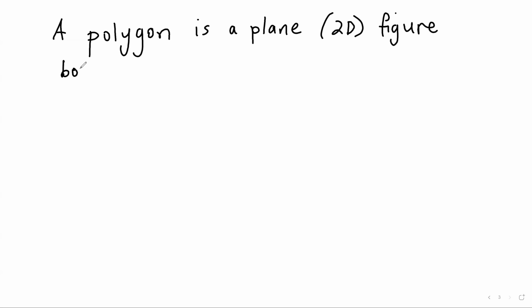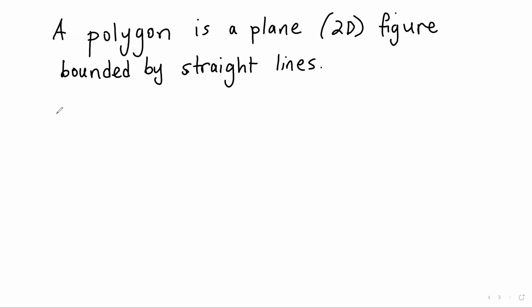Quadrilateral? Yeah, quadrilateral, correct. So a polygon is a plane shape, right? Plane meaning two-dimensional, a flat shape. So it's a plane or flat or two-dimensional figure bounded by straight lines or straight sides. This is the definition of a polygon, right? And the simplest polygon is a triangle.